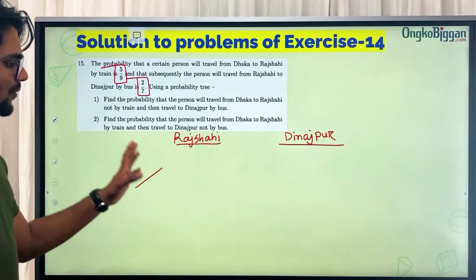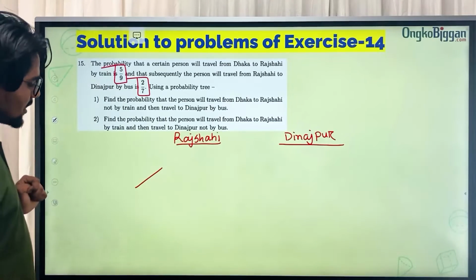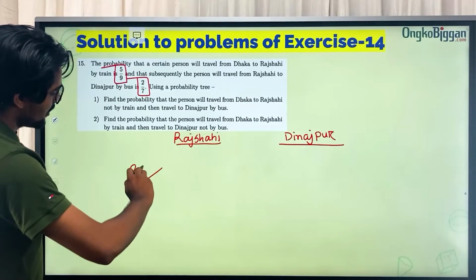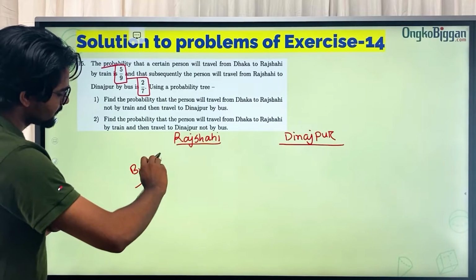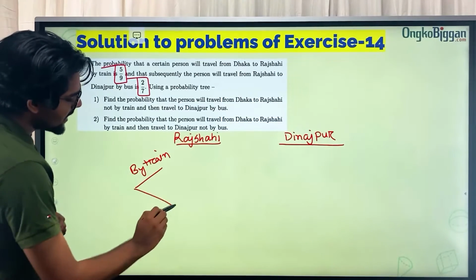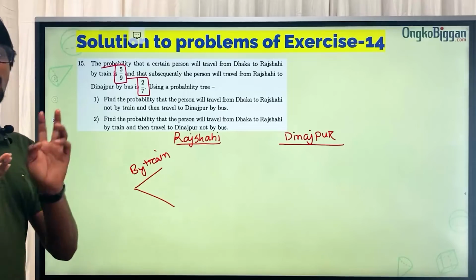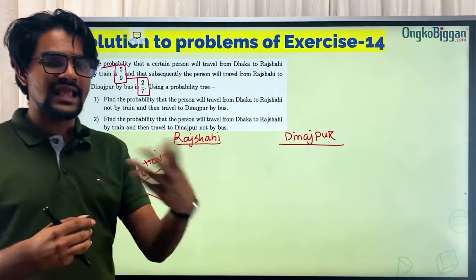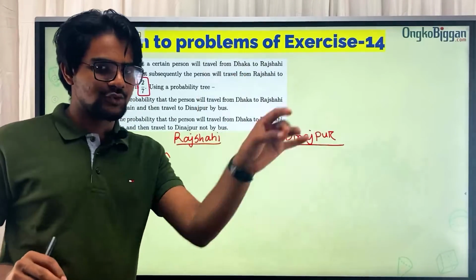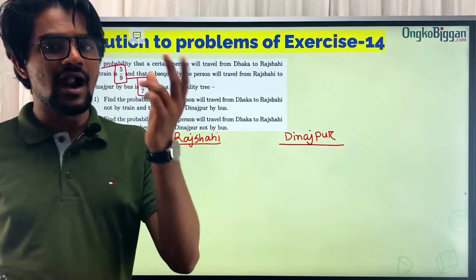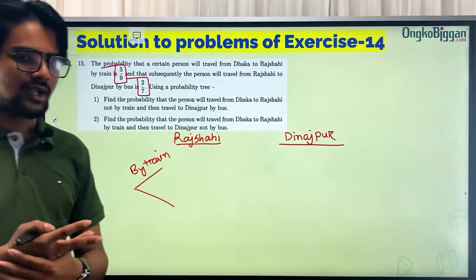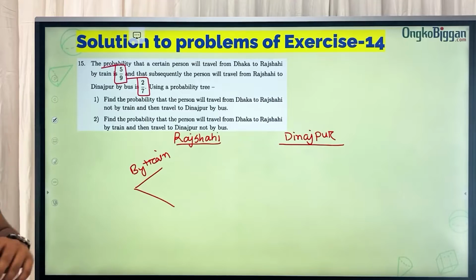So he can move from Dhaka to Rajshahi by train, or he can go not by train, that is he can go by bus or by walking or by cycling. Those last two are harder options, but we can actually do it if you want. I'm also dreaming of doing that one day.